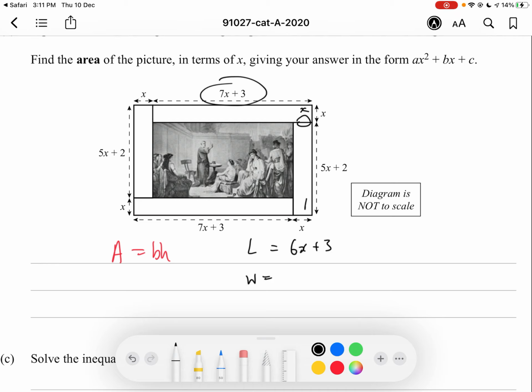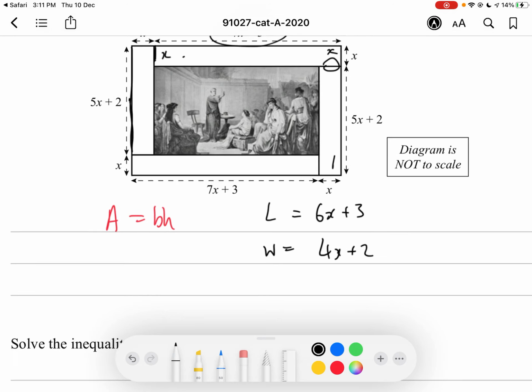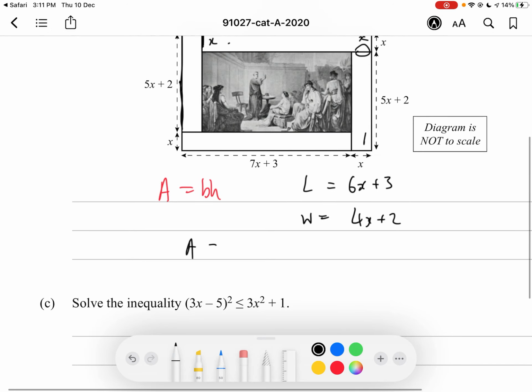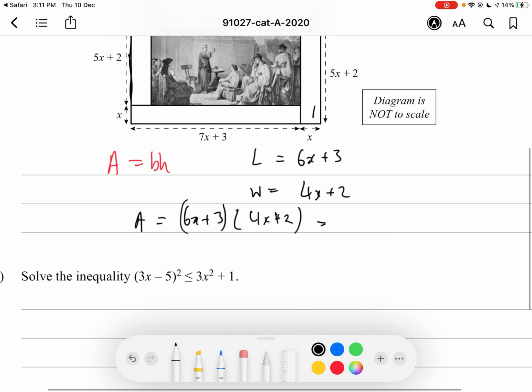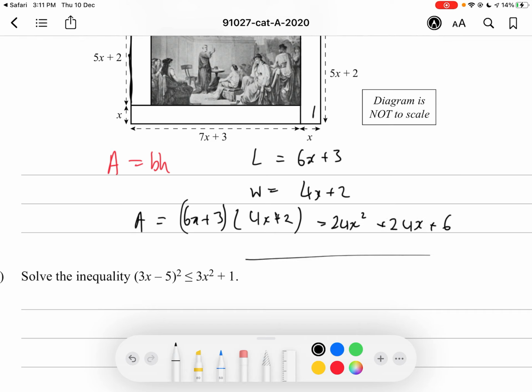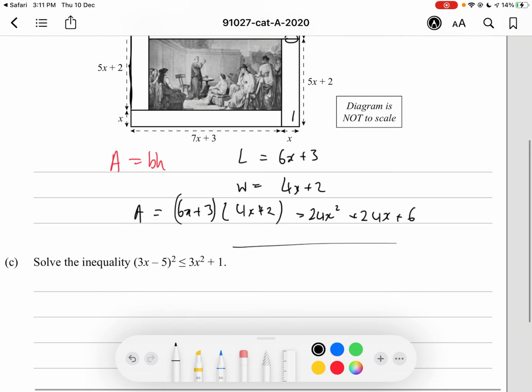And in terms of the width, it's going to be this entire length, which is 5x plus 2, minus this small gap, which is x. So our width is 4x plus 2. Therefore, our area equals (6x plus 3) times (4x plus 2). If we expand this out, we'll get 24x squared, plus 12x, plus 12x, so plus 24x, plus 6. So that's our final answer for this question, and this has been another achieved question.